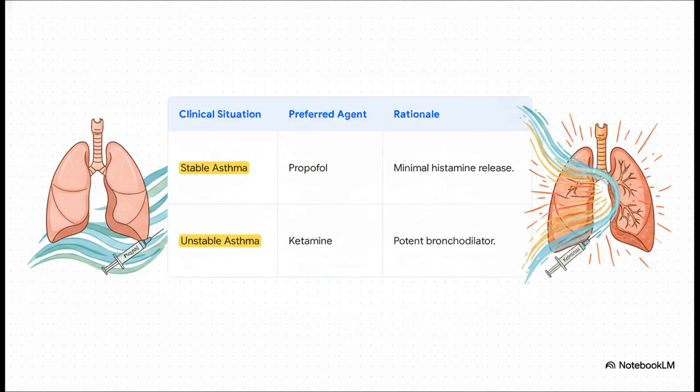But for our patient from the start, the one with unstable asthma who's actively wheezing, ketamine is the clear winner, no question. Why? Because ketamine is a powerful bronchodilator. It can actively help open up those airways, making it a therapeutic choice, not just an anesthetic one.